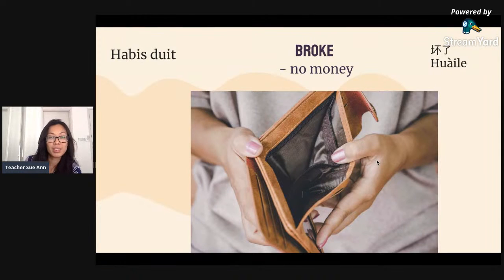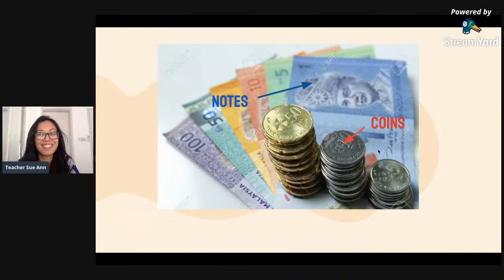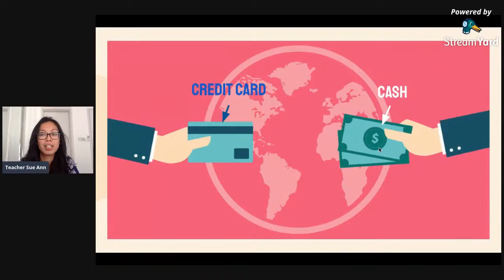Talk about broke. No money, 没钱, 没有钱了. So habis duit, tak ada duit, broke. You know the song, bring your broke dude home, right? And then you talk about notes and coins. Notes is the paper, kertas duit, and coins, right? Shilling. So you know this. And then we have credit card and cash, right? You all know all this.